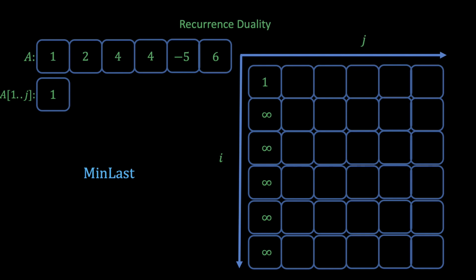Next, we move to the next column where j is now 2, and so we add one new element to the array. Min last 1, 2 stays as 1, since the minimum endpoint of an increasing subsequence of length 1 is still 1. However, now min last 2, 2 is equal to 2, since 1, 2 is the minimum endpoint increasing subsequence now. The remaining values are infinity since there are no increasing subsequences of length 3 or more. We keep filling the DP table in this fashion until it's entirely filled in.